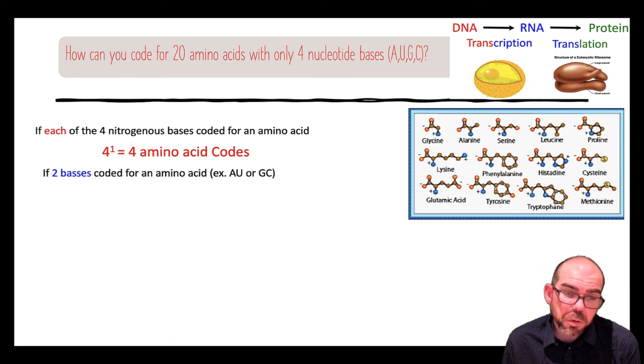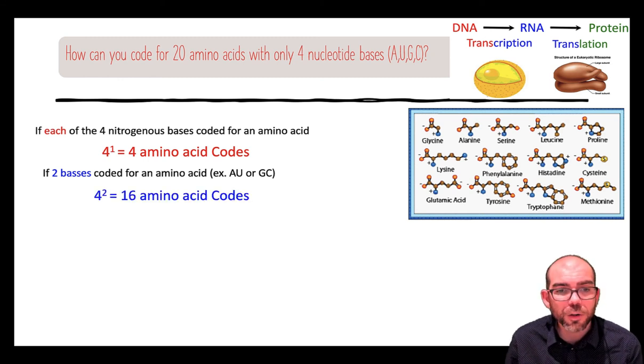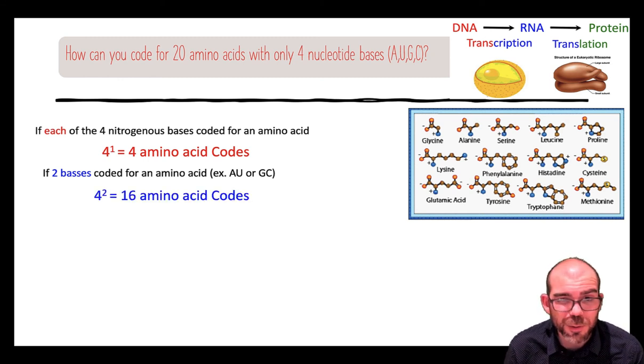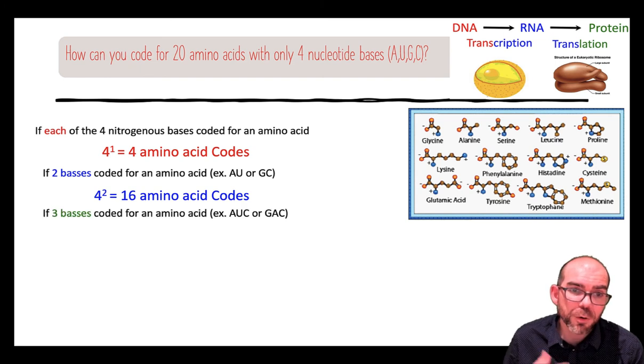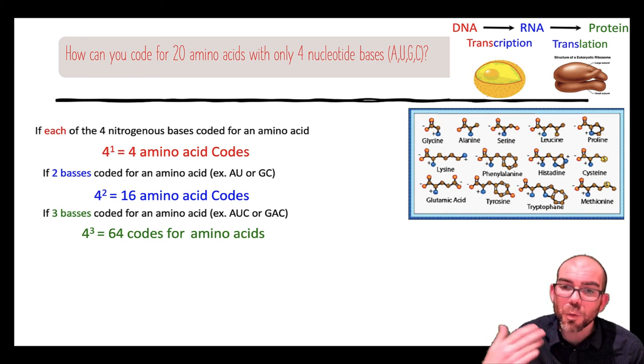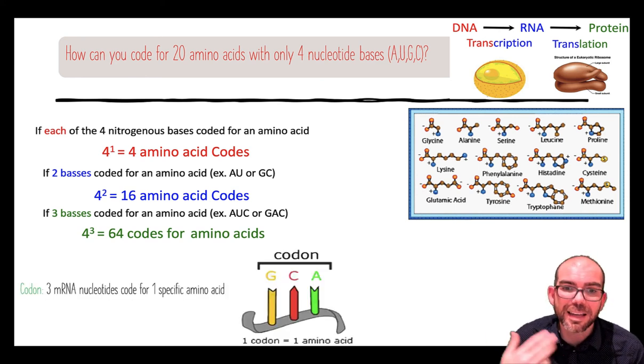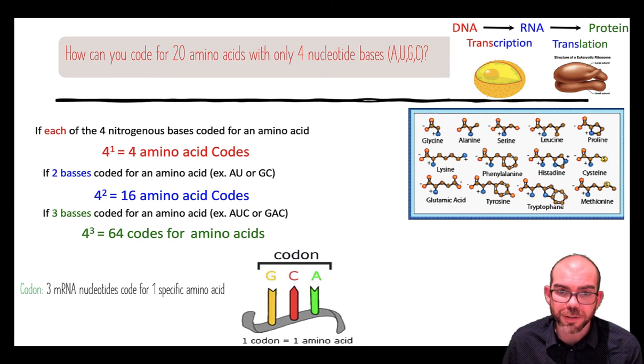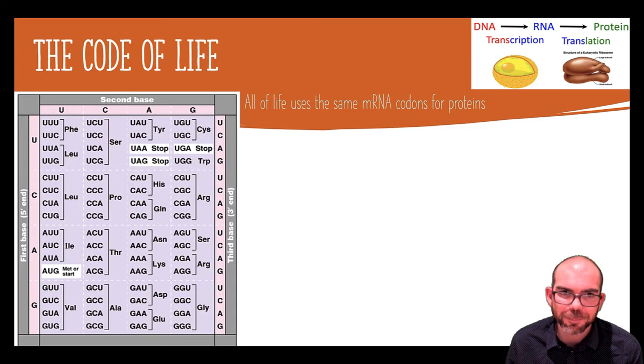So let's propose that it reads it by 2 bases, that AU codes for one amino, GC can code for another amino. Well, if you do the math on that, that only gets you 16 codes. We need 20. If we read these bases by 3, though, we end up with 64 possible codes for amino acids. And this is why mRNA is read in triplets called codons. 3 letters are going to code for one amino acid when reading the mRNA transcript.